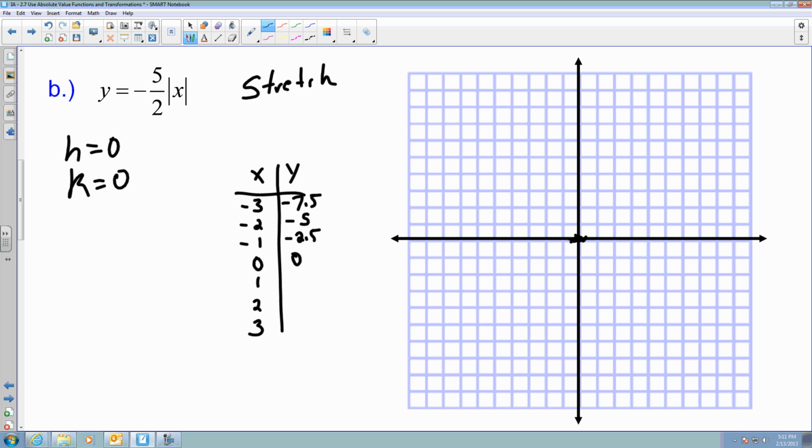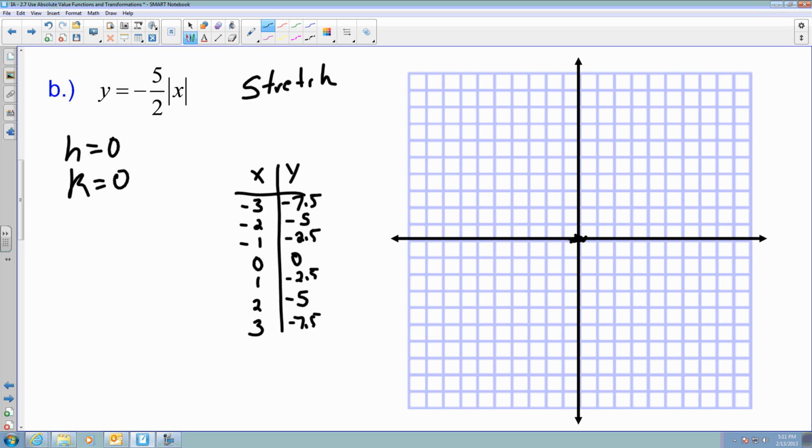1 times negative 5/2 is still negative 2.5. 2 times negative 5/2 is negative 5. And then 3 times negative 5/2 is negative 7.5.